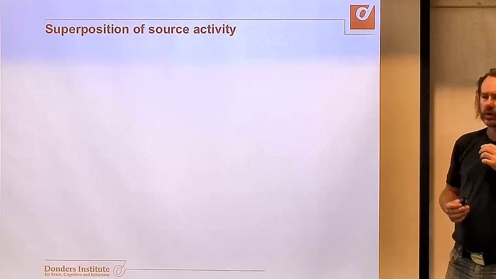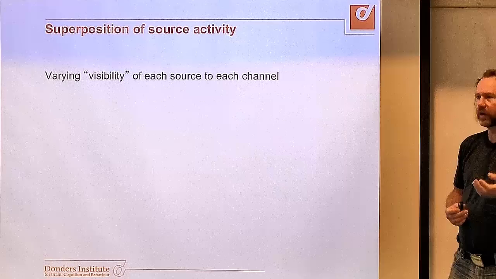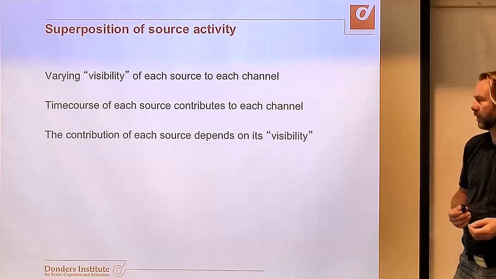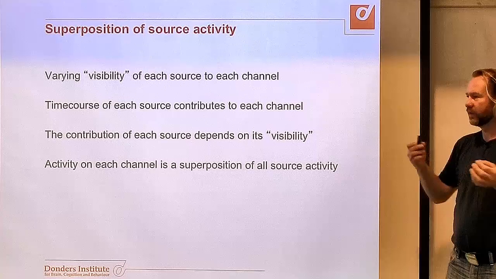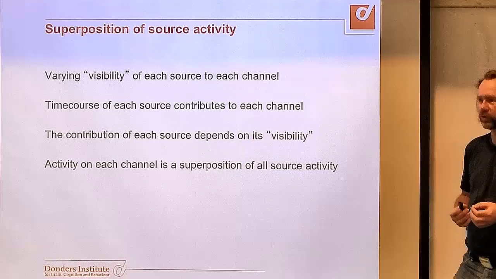An important concept that we're using here is superposition of source activity. So if we have one source, then we have a varying visibility of the source to each of the channels. And the time course of each source contributes to each channel. So the contribution of each source depends on its visibility at a channel. But basically, they all add up. So if I have two sources, then one channel is just going to see activity of the two sources depending on the visibility of the two sources. So we have a linear superposition.